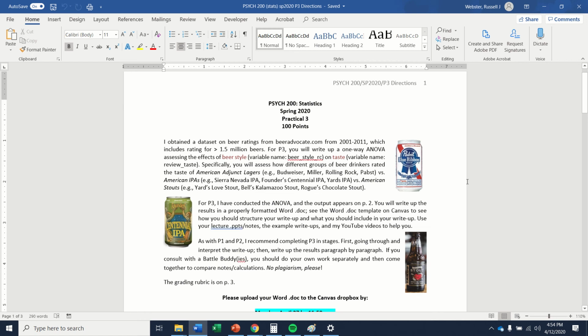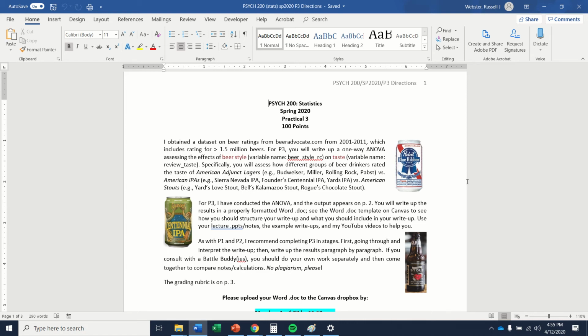All right, so as some of you may remember on the first day of class, I am an avid beer drinker. I love beer, and so I thought I'd make Practical 3 about beer. So I obtained a data set on beer ratings from beeradvocate.com with data from 2001 to 2011. And this data set actually includes ratings for over 1.5 million beers. That's right, there's over 1.5 million rows of data in this data set.